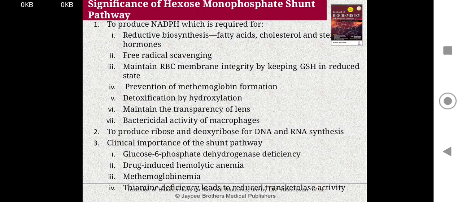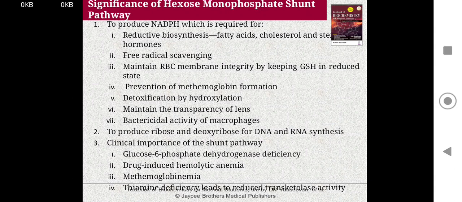Significance of HMP shunt pathway. First one is to produce the NADPH, which is required for fatty acid synthesis, cholesterol synthesis and steroid synthesis. Second is free radical scavenging system. Third one is maintenance of RBC membrane by keeping the glutathione in the reduced state. Fourth is prevention of methemoglobin formation. Fifth is detoxification by hydroxylation. Sixth is maintaining the transparency of lens via sorbitol.